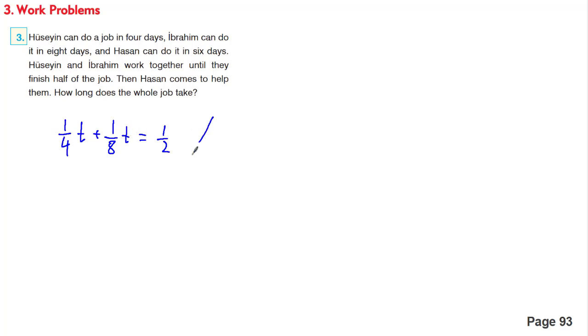Now, if you multiply both sides of this equation by 8, you get 2t plus t is 4. So 3t is 4. That leaves t is 4/3. But now, for the rest of the job, it says then Hassan comes to help them. So now Hassan also joins. Now, how long will they work? Well, what was the work rate for Hussein? It was 1/4. For how long will they work? Now together, let's say it's t.